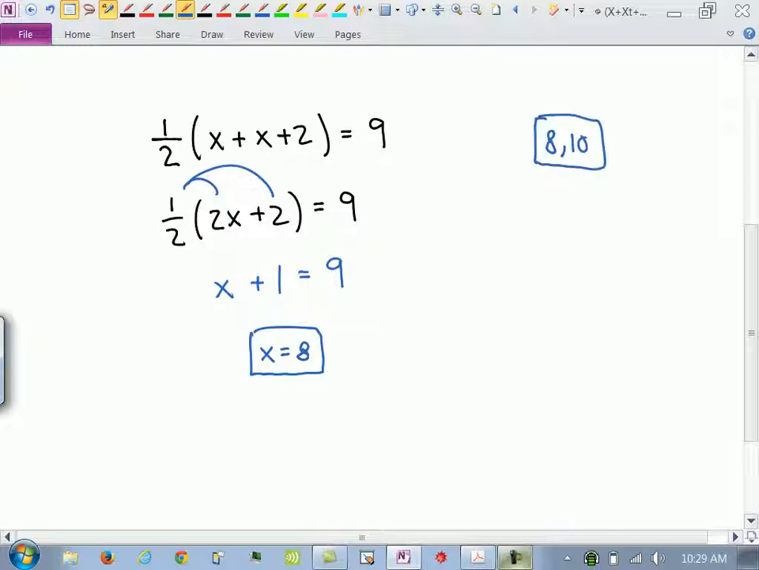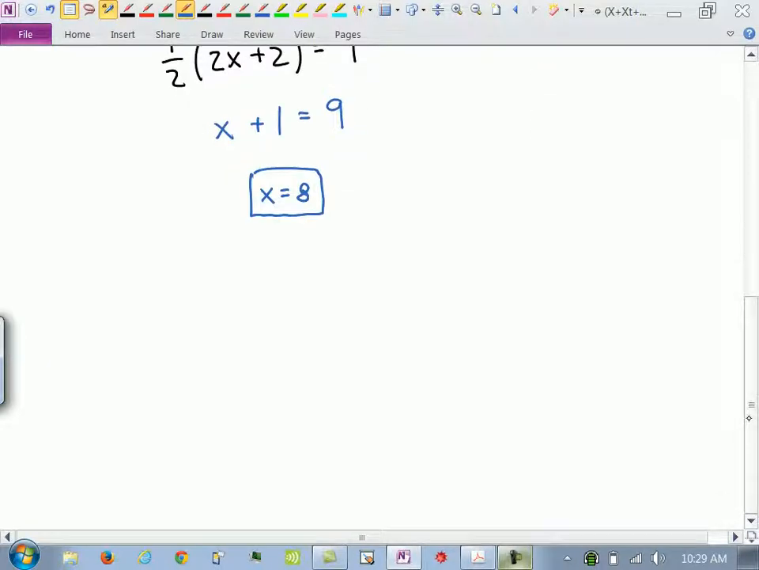If you add 8 and 10 together, what do you get? 18. If you take half of that, what do you get? 9. So it works. All right, so here's what I'm going to do: I'm going to put your homework and what I want you to work on in class.